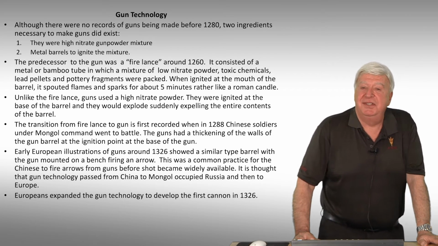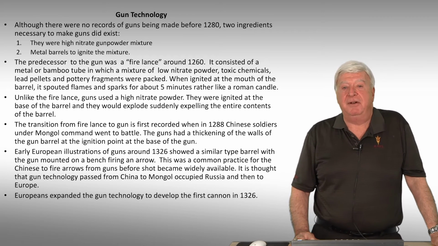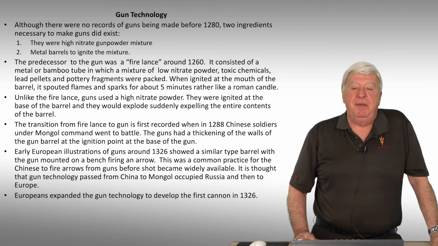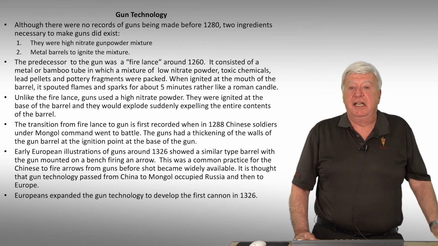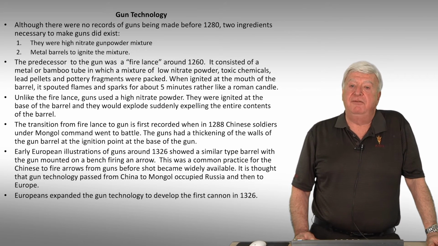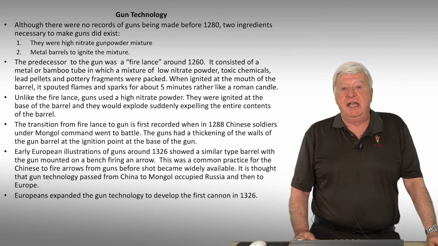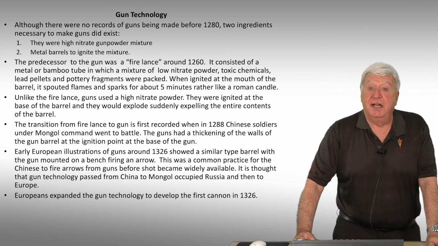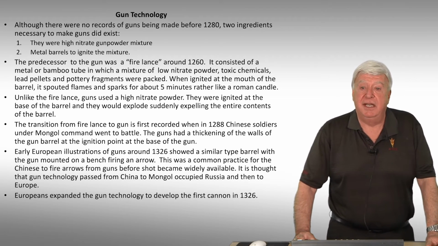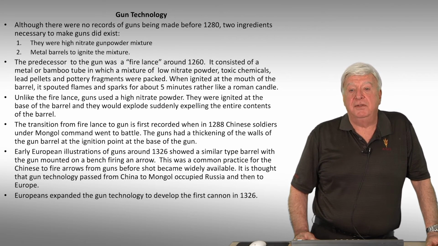Unlike the fire lance, guns used high nitrate powder rather than low nitrate powder. They were ignited at the base of the barrel, and they would explode suddenly, expelling the entire contents of the barrel. The transition from fire lance to gun is first recorded in 1288. Chinese soldiers under Mongol command, here we go again, went into battle. The guns had a thickening of the walls of the gun barrel at the ignition point at the base of the gun.